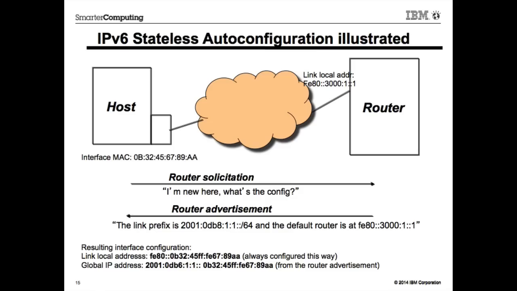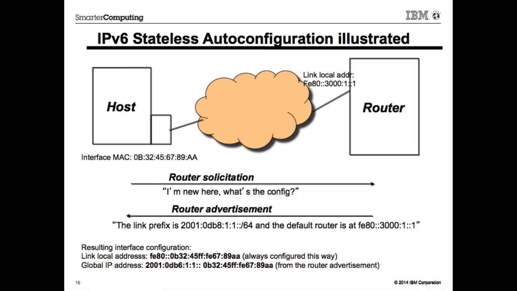Slide 15 shows a very basic picture of how stateless auto configuration works. I have a router on the right, I have a host on the left. When the host first comes up, all he knows is the MAC address of his interface. He sends out a router solicitation, which is a multicast message to a multicast group that routers listen to, basically saying, I'm new here, somebody tell me the configuration.